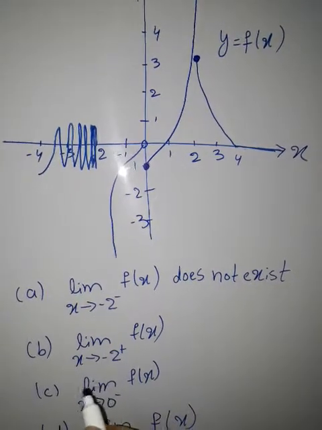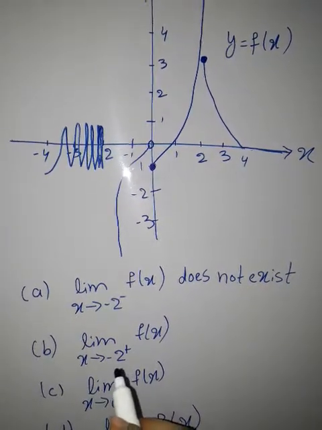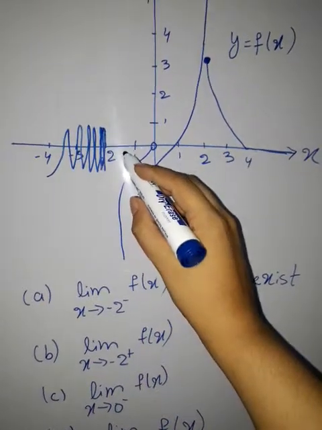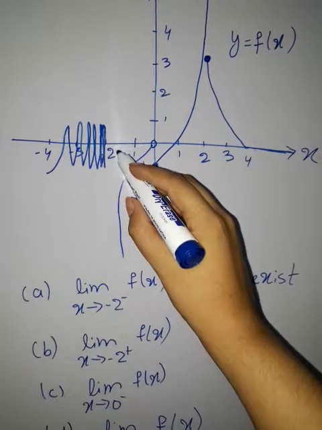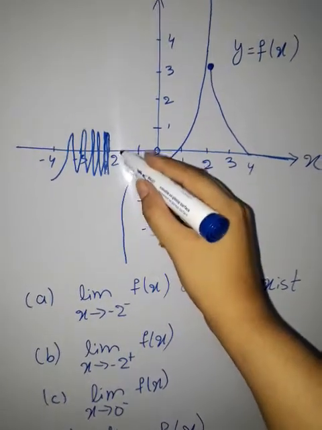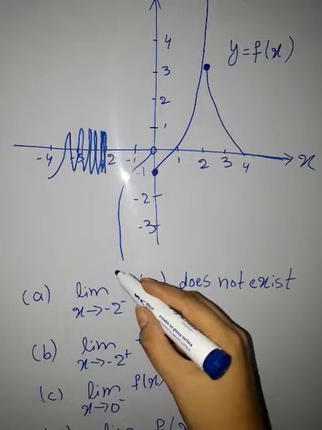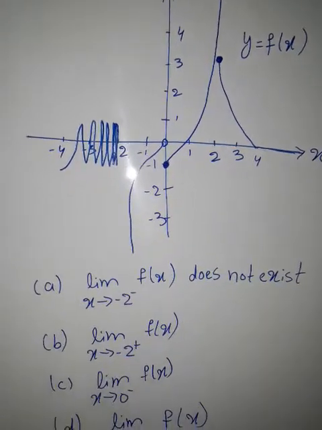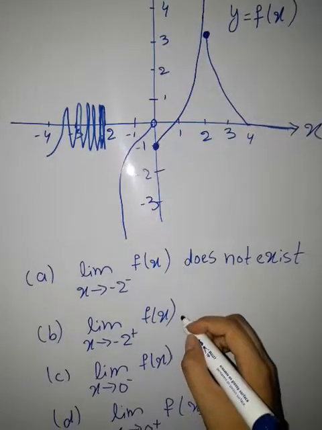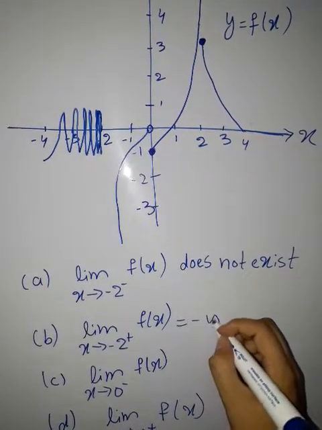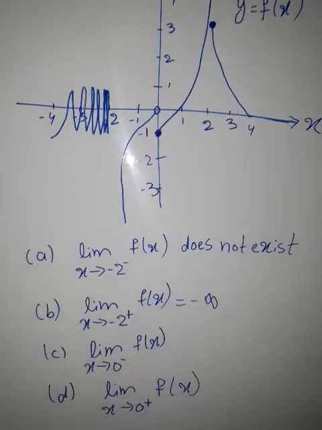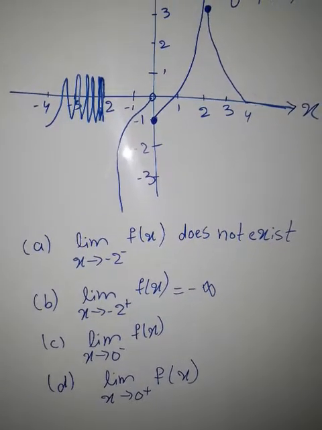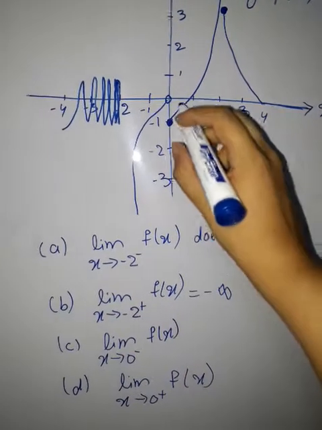Next, limit as x approaches -2 from the right-hand side of the function f of x. Here, when x approaches -2 from the right-hand side, the output of the function is decreasing without bound, so its answer is -infinity.